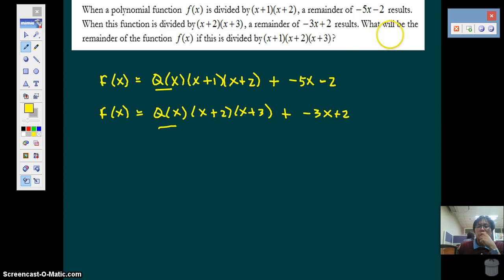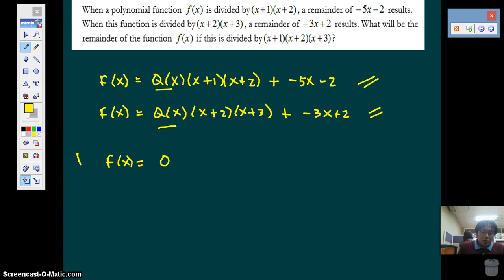So anyway, let's continue. What will be the remainder of the function if this is divided by x plus 1 times x plus 2 times x plus 3? Now, we will be working with these two first so that we know the values of f of negative 1, f of negative 2, and f of negative 3 in the problem. In the actual problem, you'll be asked what is the remainder when our function is divided by the product of these three factors.